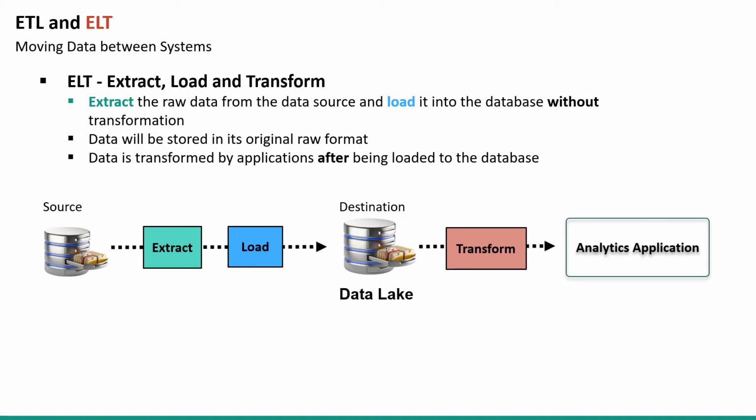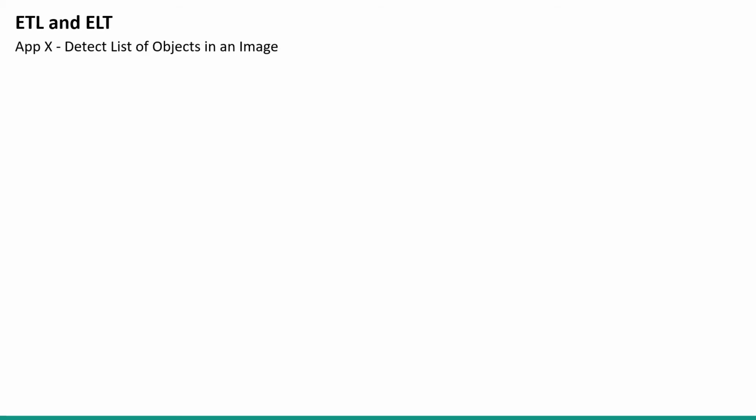First of all, it is easier to create and implement such an ELT process between two systems because we don't care about data transformation. Secondly, by not changing the raw data to a specific new structure that is optimized to existing use cases, we keep the flexibility to handle a future use case that may not be feasible if we change the raw data. Think about an application that requires identifying the list of objects in an image.